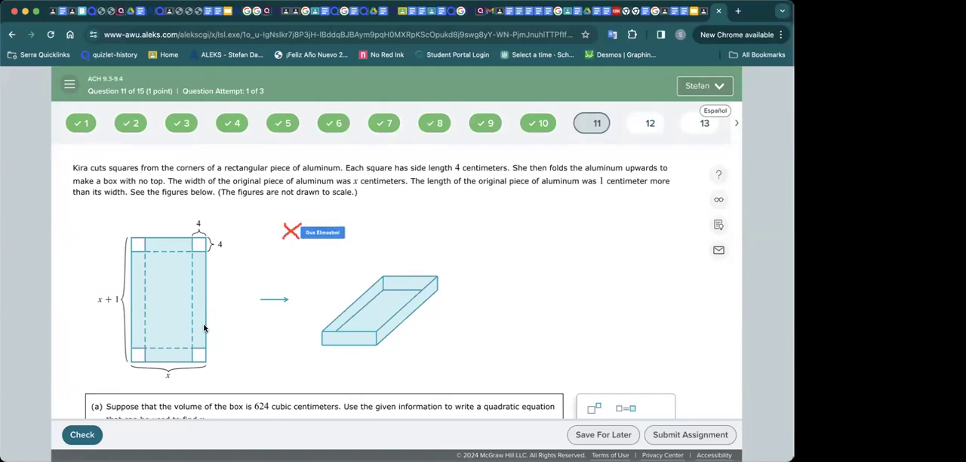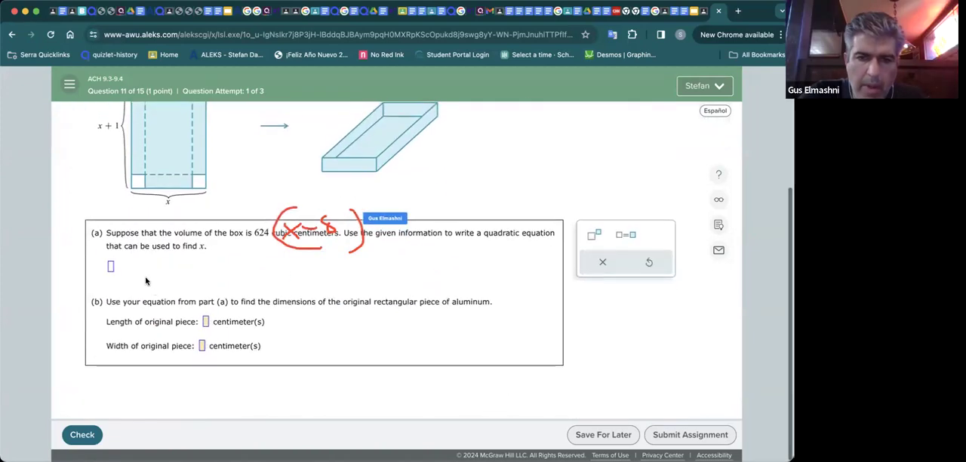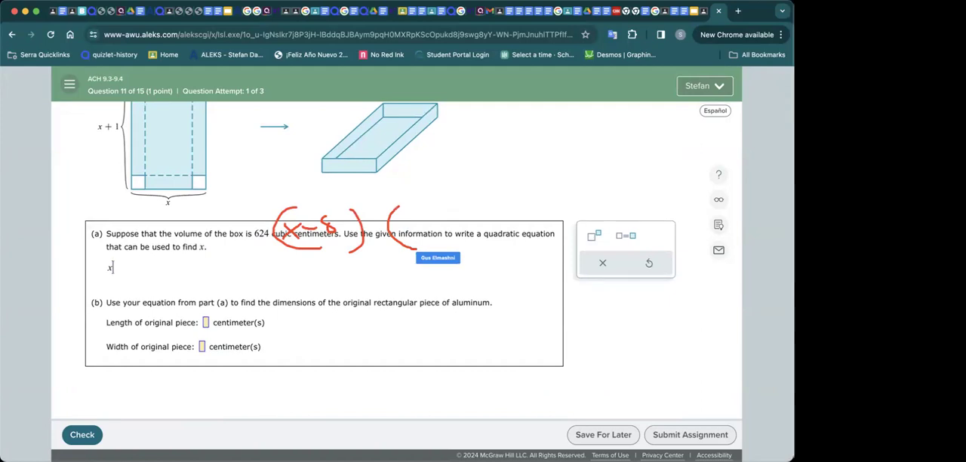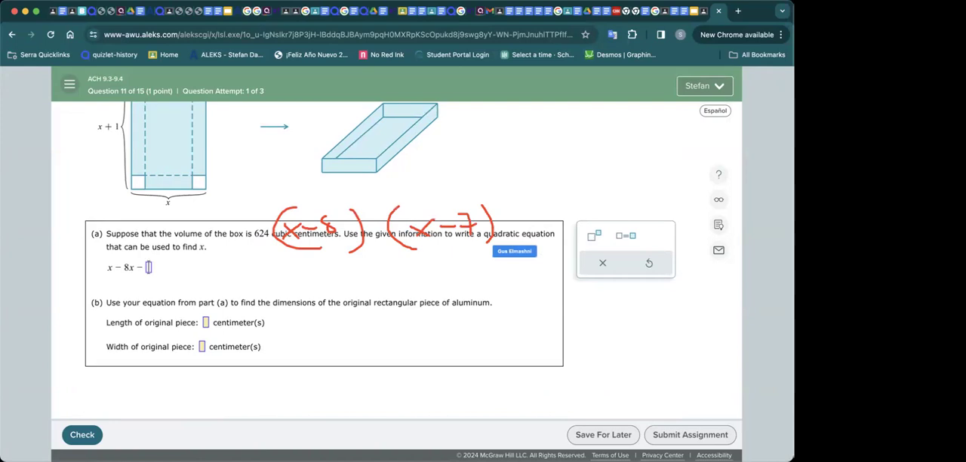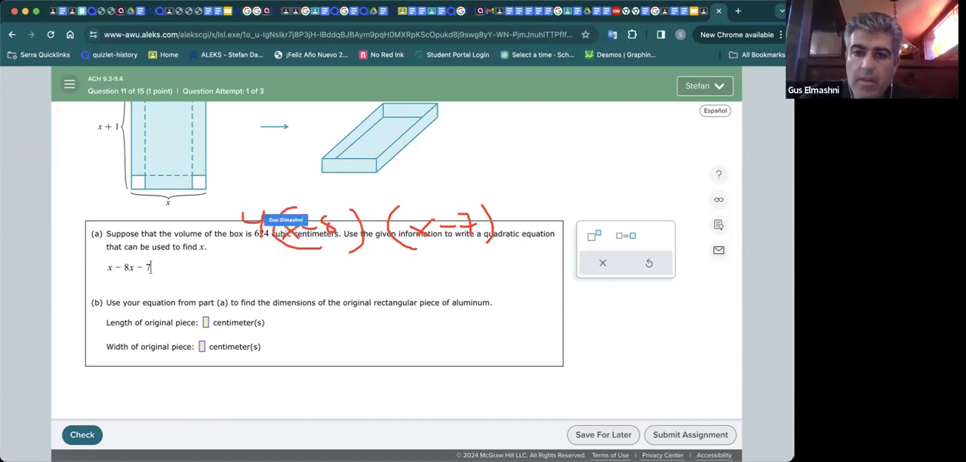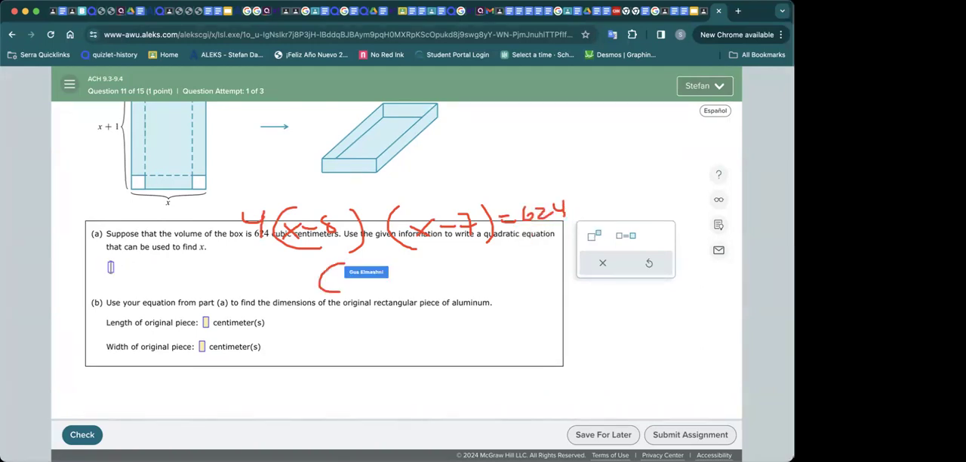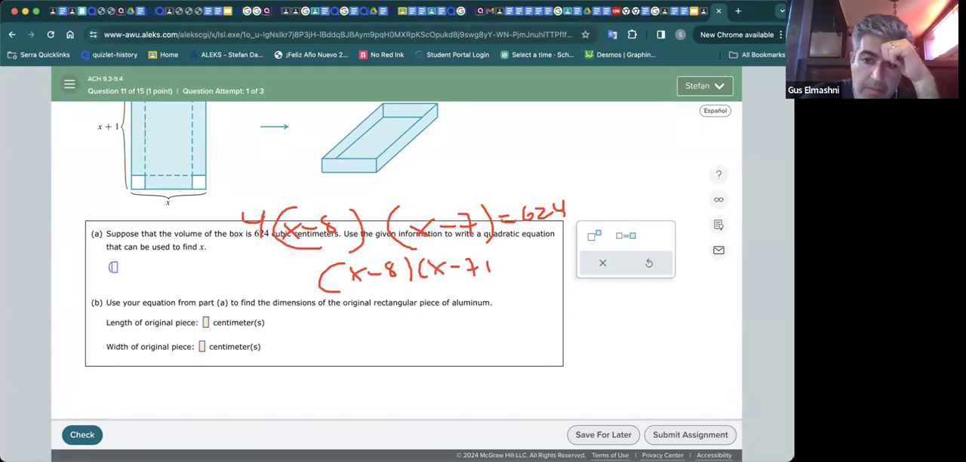So it's x minus 8, because you're taking 4 away on each side. And then it's also x plus 1 minus 4 on each side. So it's x minus 7. X minus 7, times 4. Wait, so, oh. Yeah, because you gotta take away those corners. And then what you want to do is divide everything by 4, which is 156. I think you want to FOIL.